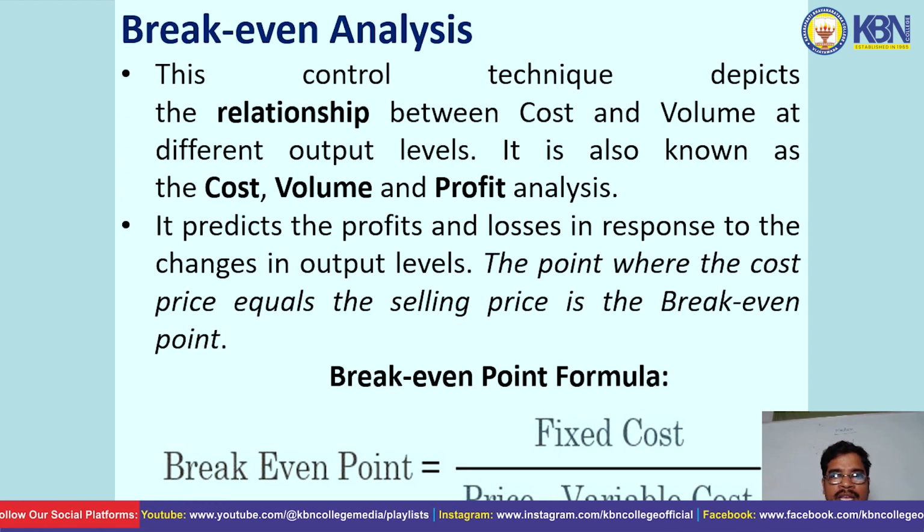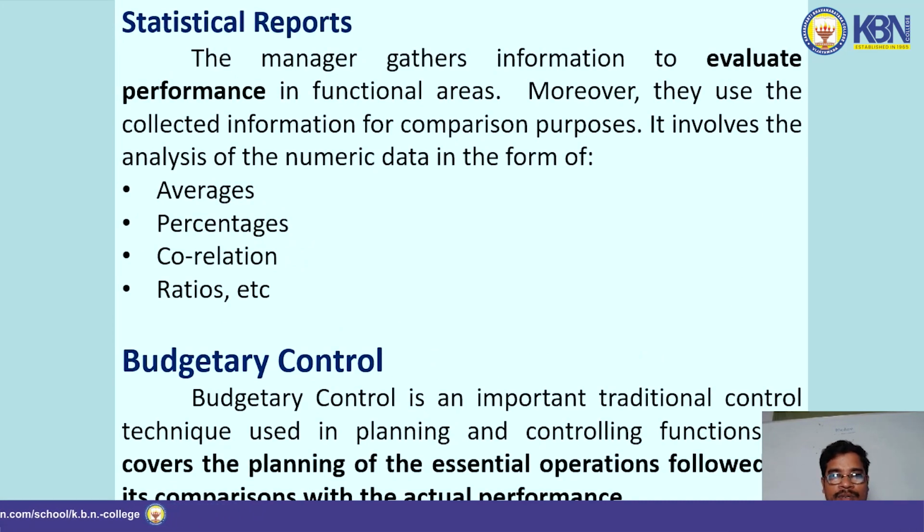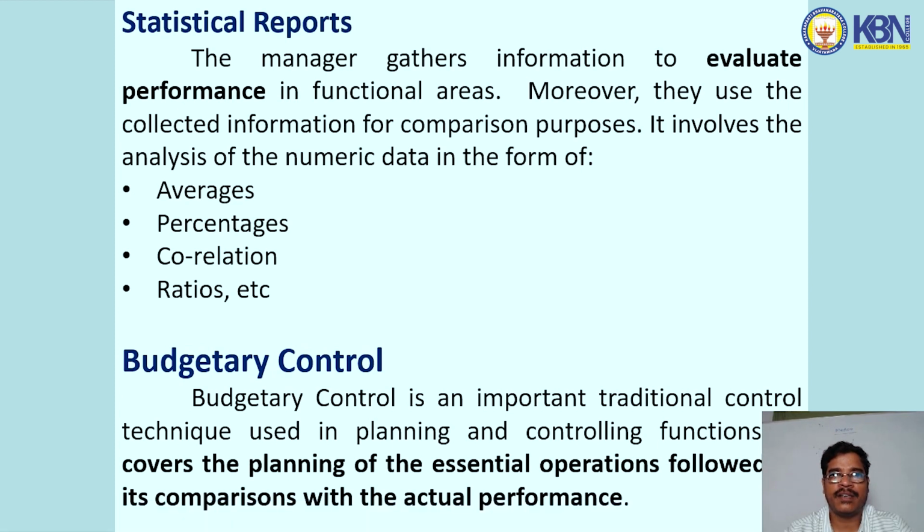And the second one is break-even analysis. We have one formula for the break-even point, that is fixed cost divided by price minus variable cost. This controlling technique depicts the relationship between cost and volume at different output levels. It is also called cost, volume, and profit analysis. This is also one of the traditional techniques that every manager normally follows when they want to implement a controlling function. And coming to the third one, statistical reports. Here the managers gather information to evaluate future performance in the functional areas.